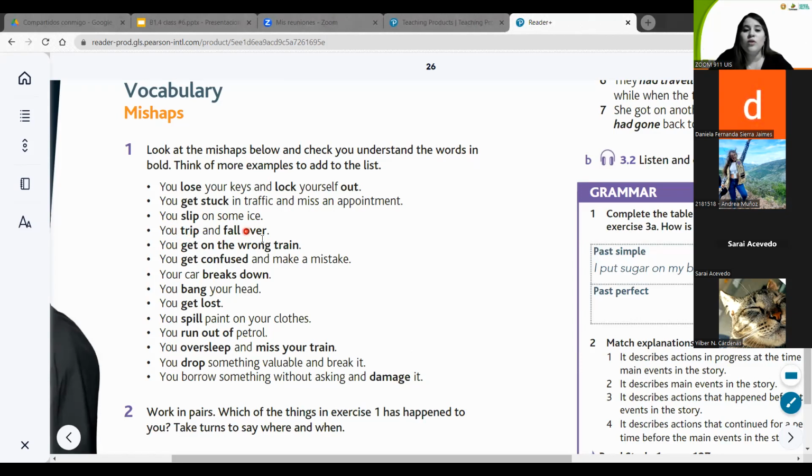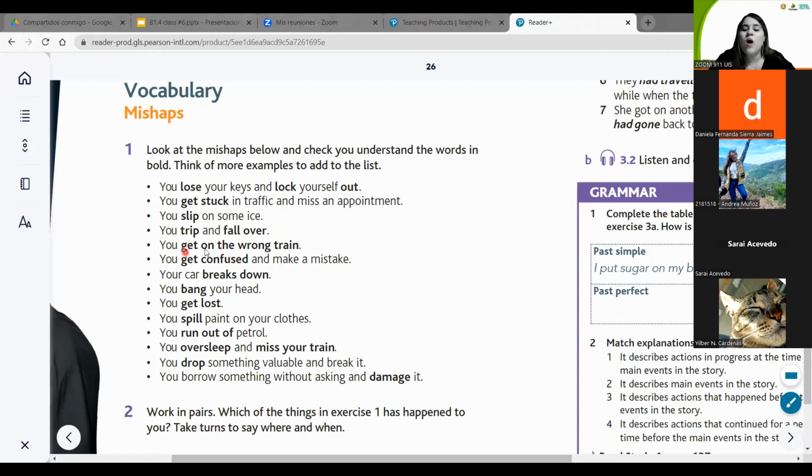What about trip and fall over? Teacher, yes, all the time. I hate it. I trip all the time, but I don't fall over. Sometimes I trip, but I don't fall over. I have fallen over, but I don't remember. It's not very common. But I constantly trip. I constantly do it.